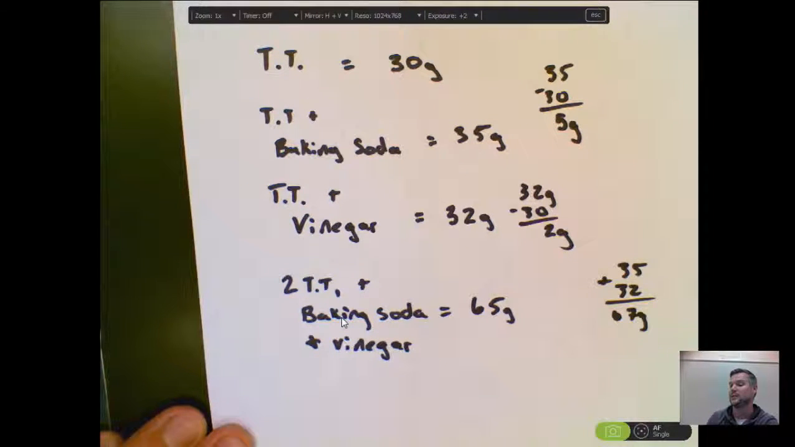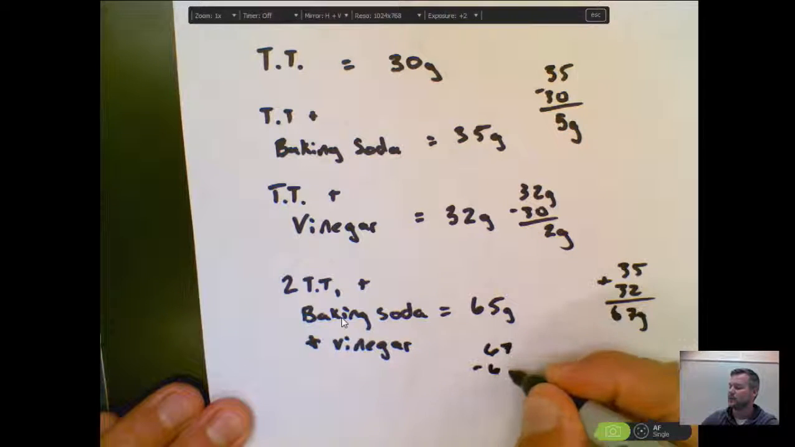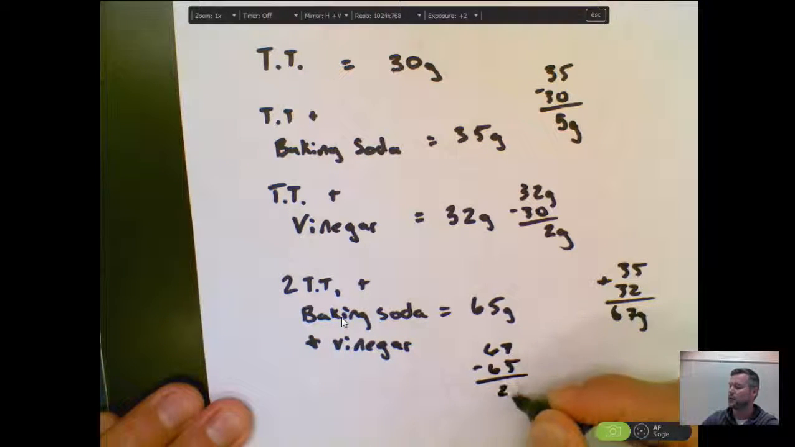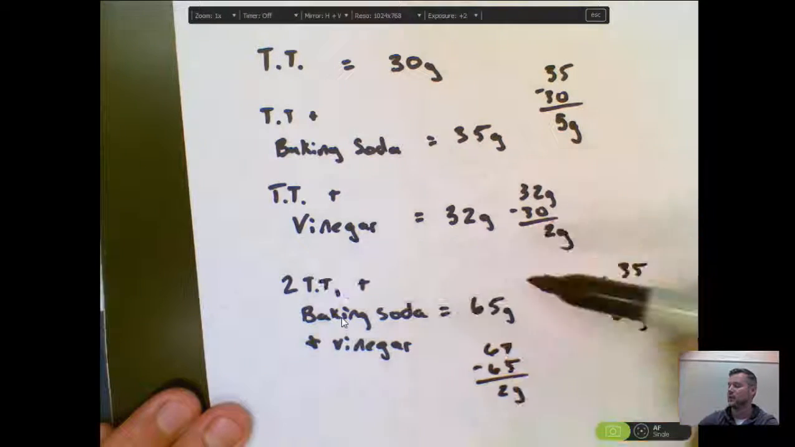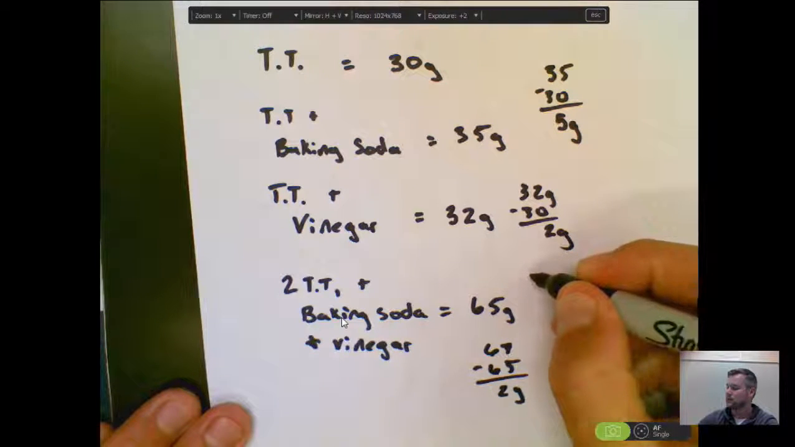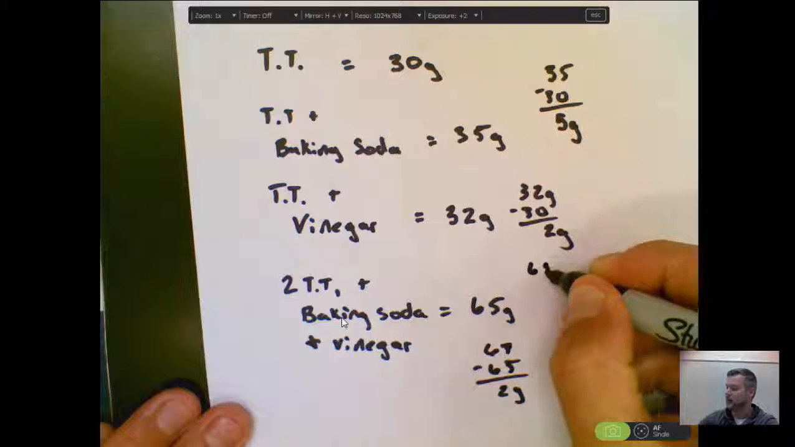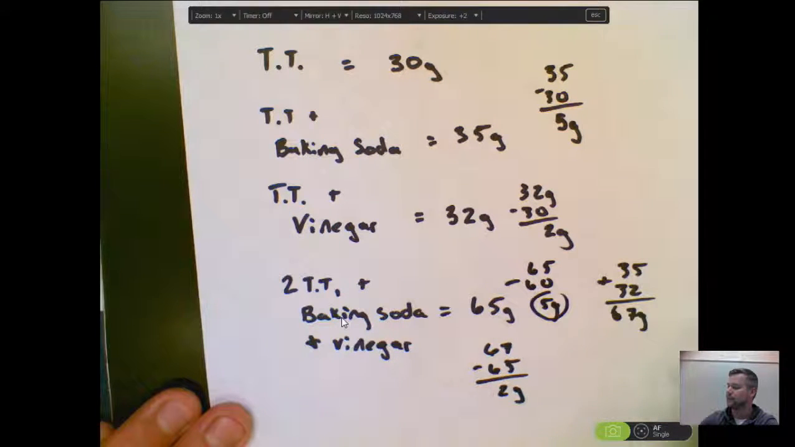Hopefully you know that since it formed a gas and it doesn't say anything in this problem that the gas was trying to be collected, that gas must have escaped. So we could solve this in one of two ways. 67 minus the 65 equals, of course, 2 grams. Or since we have two test tubes and each one weighs 30 grams, that's 60. Let's see, 65 minus 60 equals 5 grams of chemical.